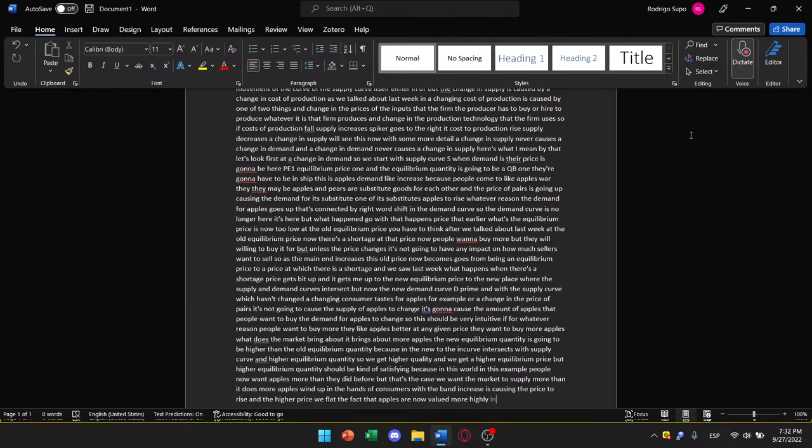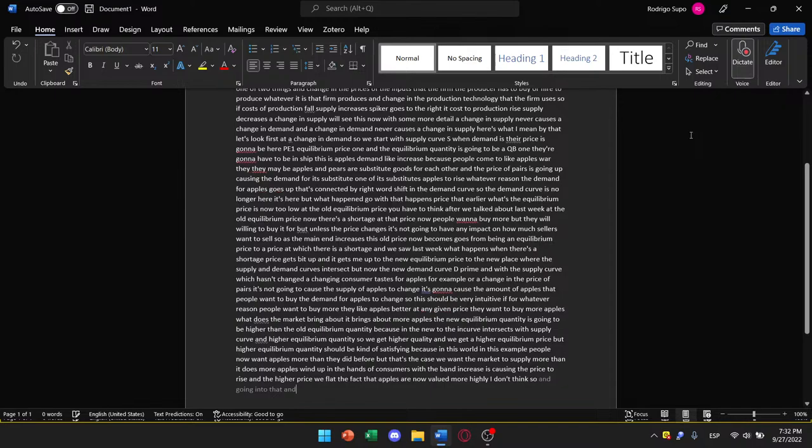You can imagine going in the other direction. If demand falls, let's say demand goes from D prime to D, then what used to be the equilibrium price when demand was at D prime, PE2, at that price there's now a surplus.